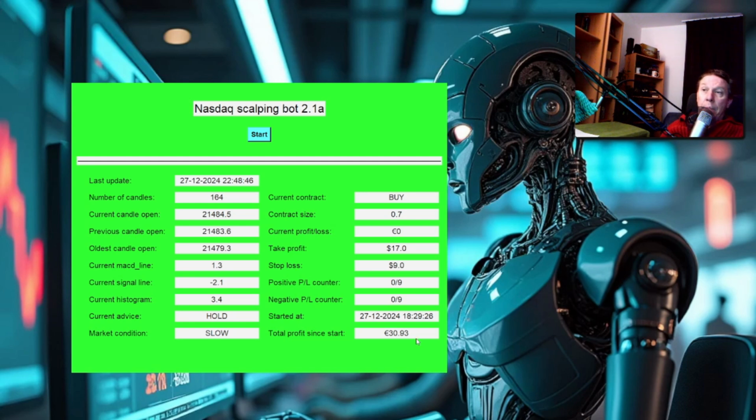If we look at the bot, we see we made almost 31 euros profit, but I started the bot at 6:30 in the evening, so I did some previous changes before I got to this number. So in the last couple of hours, it's already made 31 euros profit.